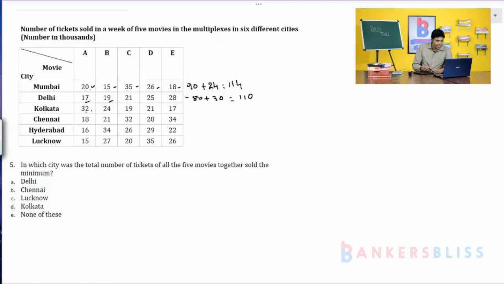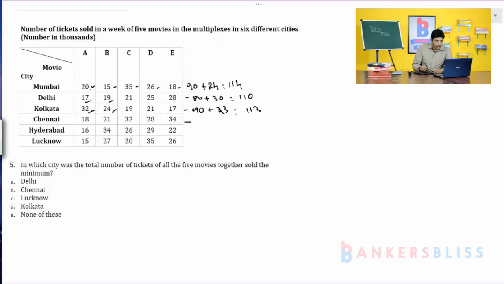Next Kolkata, again in 32 you consider only 30. In 24 you consider only 20. So 30 plus 20, 50, 50 plus 10, 60, 60 plus 20, 80, 80 plus 10, 90. 90 you got. Okay. So 90 plus again see here 2 plus 4, 6, 6 plus 9, 15 plus 1, 16, 16 plus 7, 23. So how much you are going to get? 90 plus 10, 100 plus 10, 110 plus 3, 113.